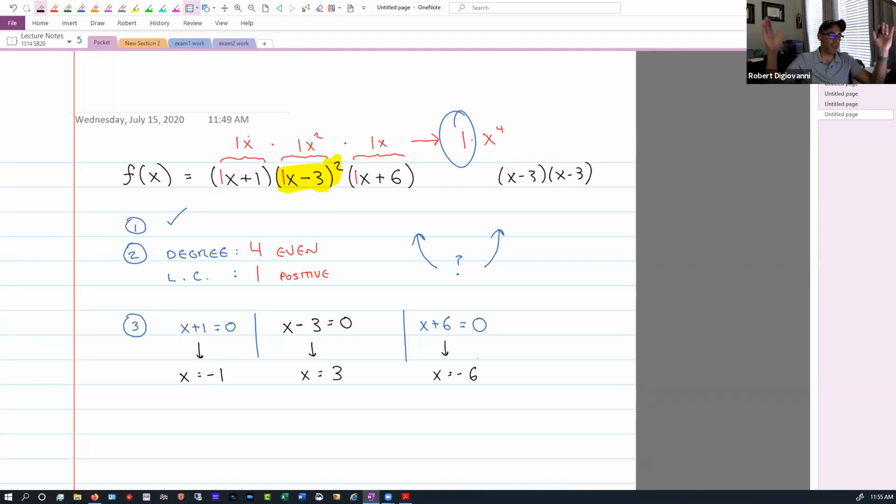Now, the end behavior is different, right? Both sides go up. In the previous example, left side went down, right side went up. But here, they both go up. And now there's another difference.